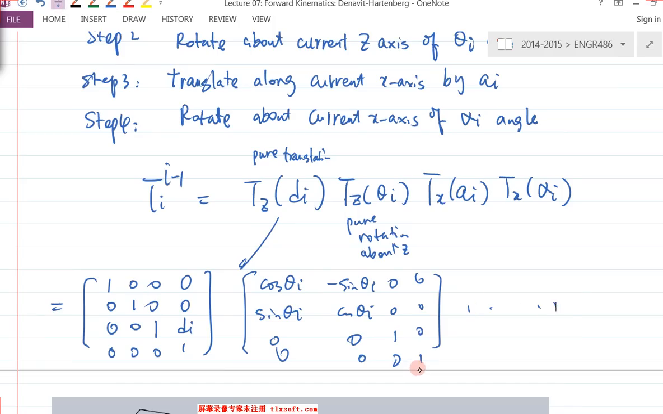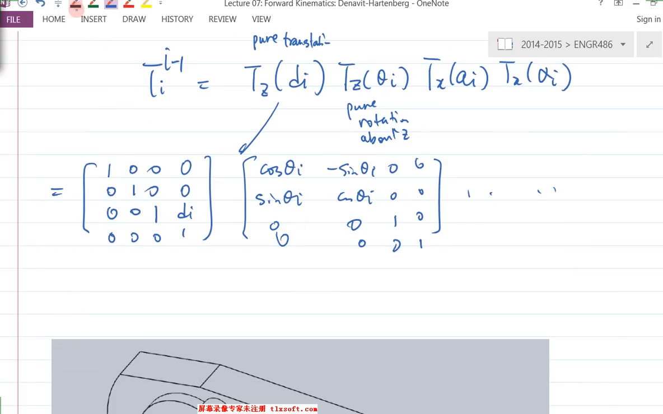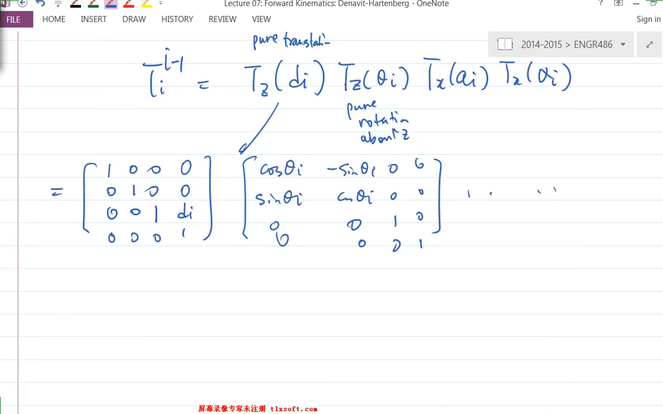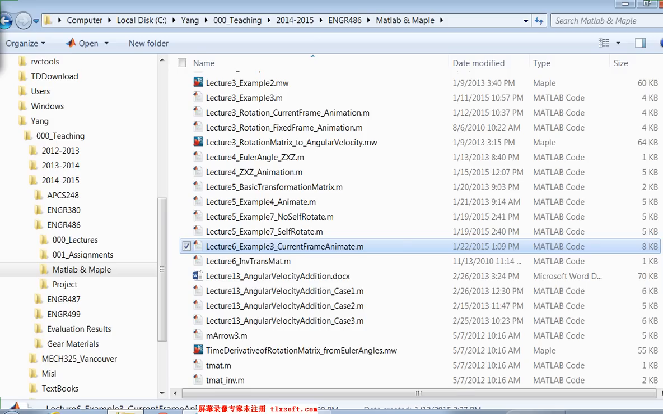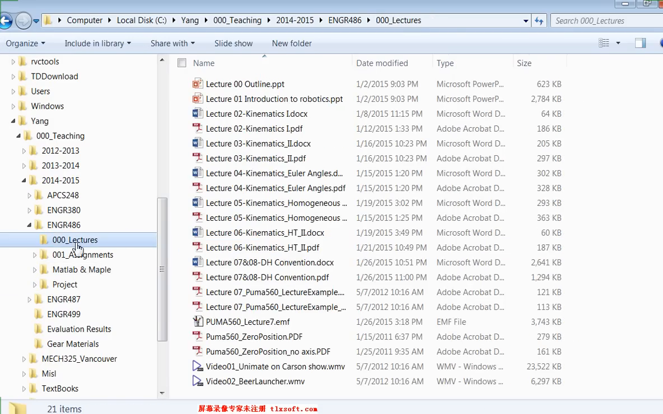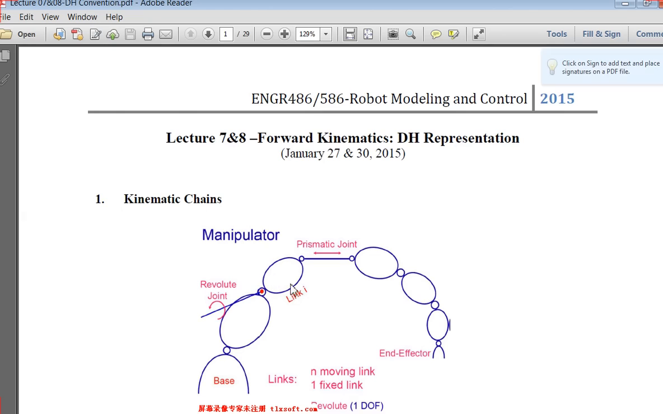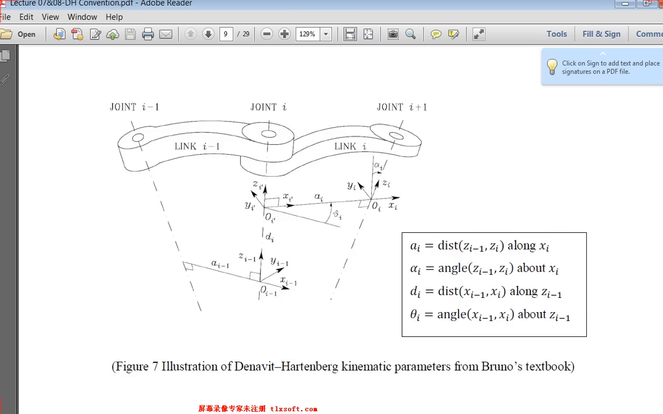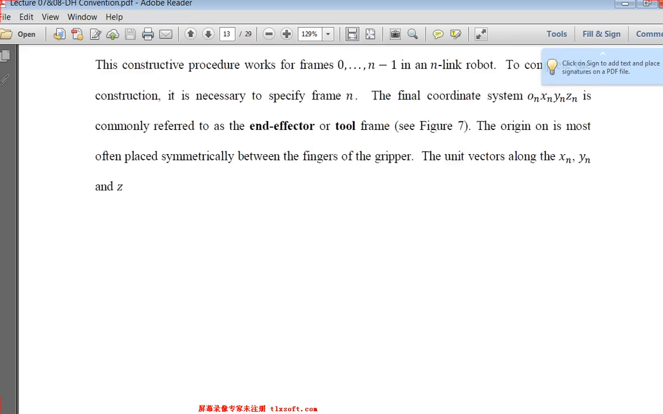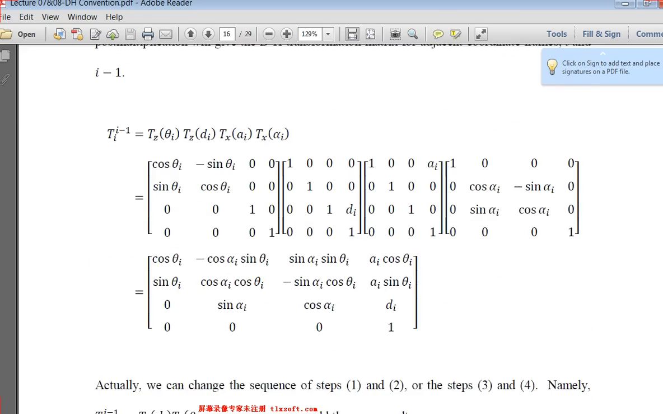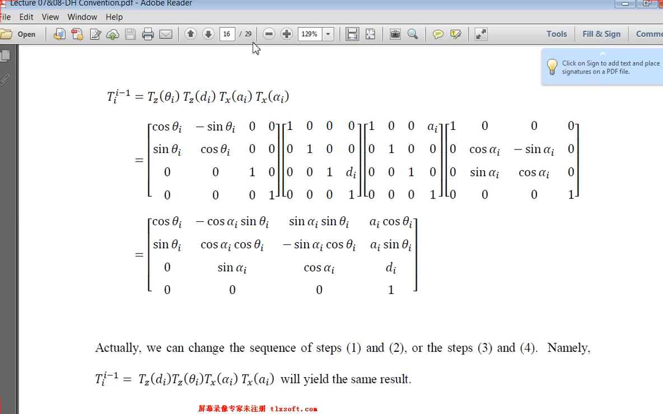And in the end, you multiply the four matrices out, and you end up with what you get in the lecture notes. I want to write that here, the homogeneous transformation matrix. So basically, you end up with this matrix.